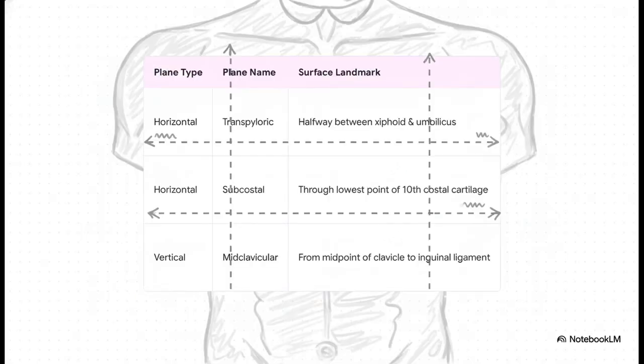So how are these 9 regions actually created? They're not just random. They're formed by the intersection of 4 imaginary lines. You've got 2 horizontal planes, the transpyloric and subcostal, and then 2 vertical planes that drop right down from the middle of each collarbone. These are the grid lines on our anatomical map.